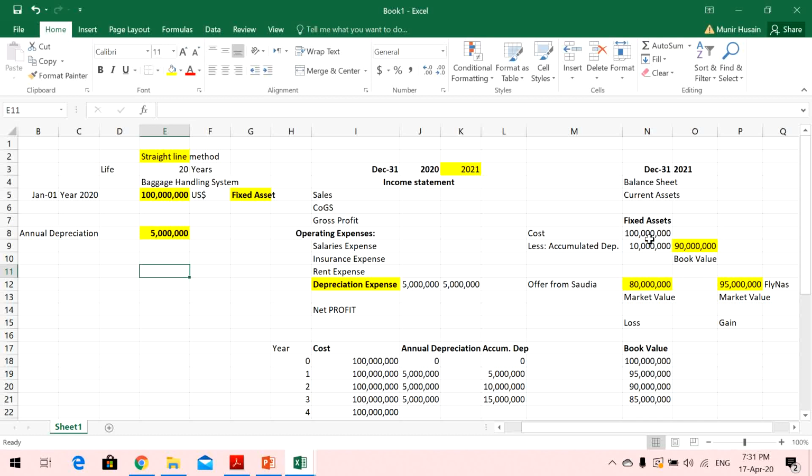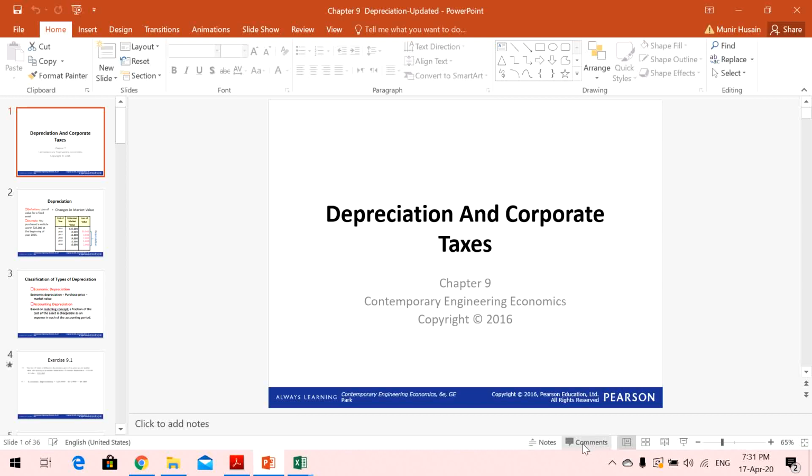And the total or accumulated depreciation will be part of the balance sheet, so that anyone can see that after 2 years the value of this fixed asset is 90 million. After 3 years it is 85 million, and so on and so forth. So you can check and complete it. So this is a very important concept of depreciation in chapter number 9, which is what we are going to start now.